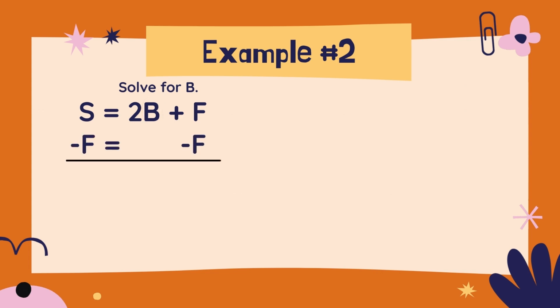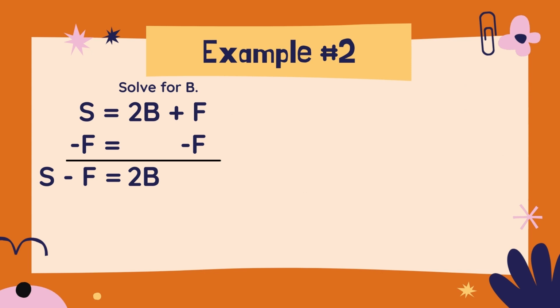Let's subtract F from both sides of this equation. On the left side, we have S minus F. We really can't do much with that. They're not like terms, so we can just rewrite it as S minus F. Then on the right, the only thing left is 2B.